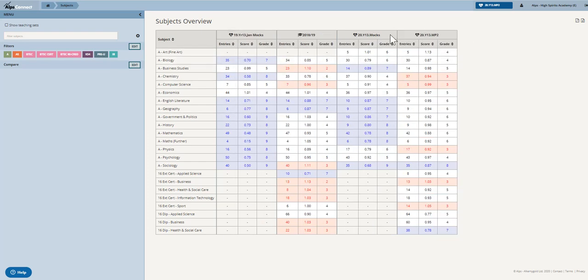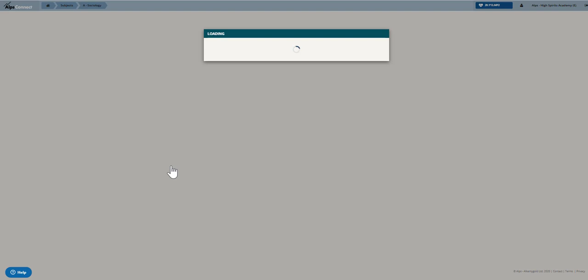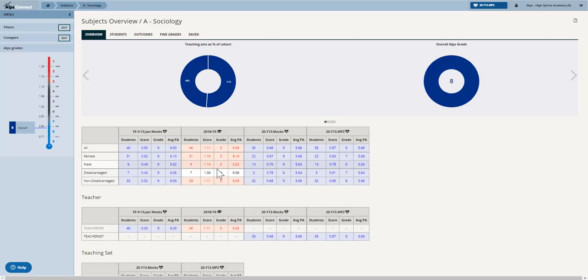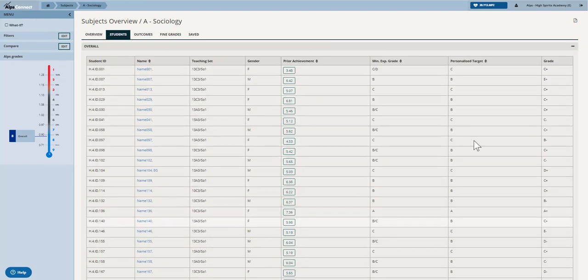You'll see that my grade points have been maintained. Just going to pop into sociology just because I have some concerns there. So this is the subject page for sociology, and we can see our grades here. What I want to look at now is these mock grades, and I want to look at the students. So that's the students in sociology, but bear in mind that that grade point there is what these grades relate to. So I want to look at their mocks.